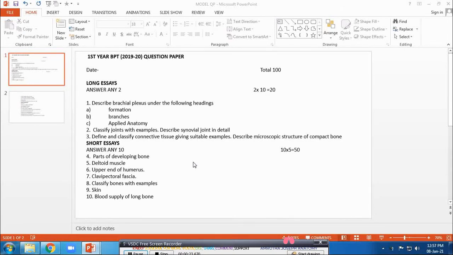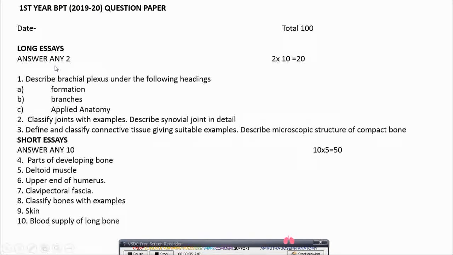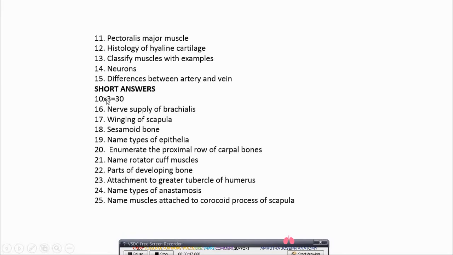So this is a question paper that you can see here. It has three parts. The first part is long essay, which carries 10 marks for each question. The second part, short essay, carries 5 marks for each question. And the third part is 3 marker or short answers, of which there are many questions. Each of these carries 3 marks. So this is the total pattern of a question paper for physiotherapy.